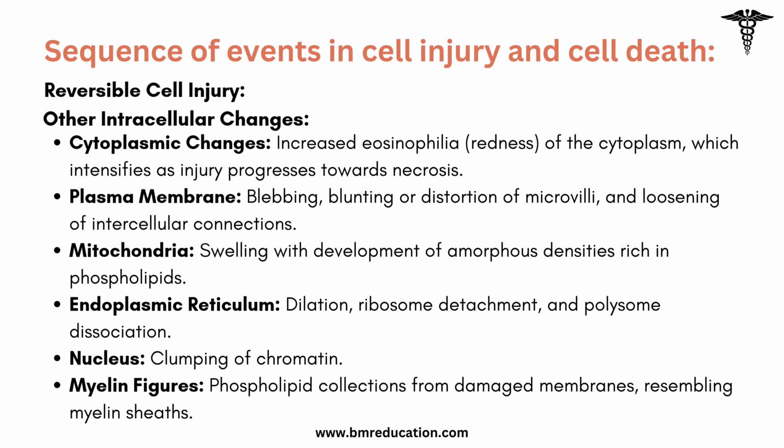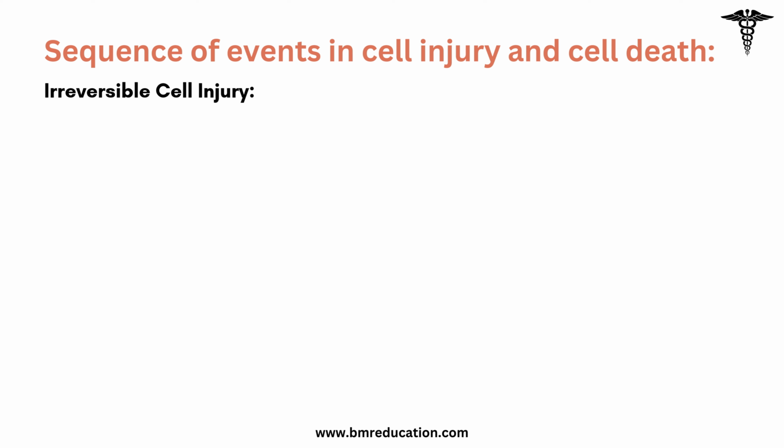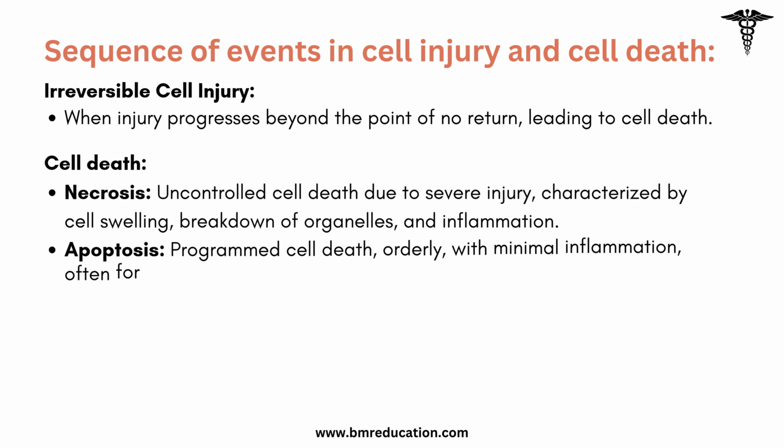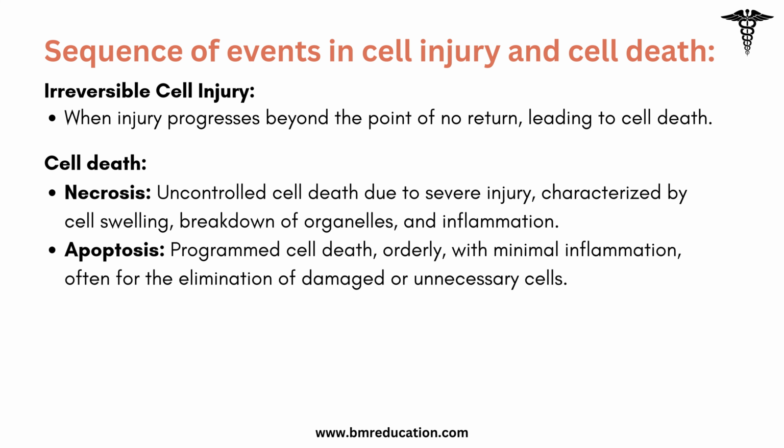But if the damage is severe and progressive, it leads to irreversible cell injury. It is the stage where injury progresses beyond the point of no return, leading to cell death. The cell death is by two ways: necrosis and apoptosis, which are discussed separately in other videos.